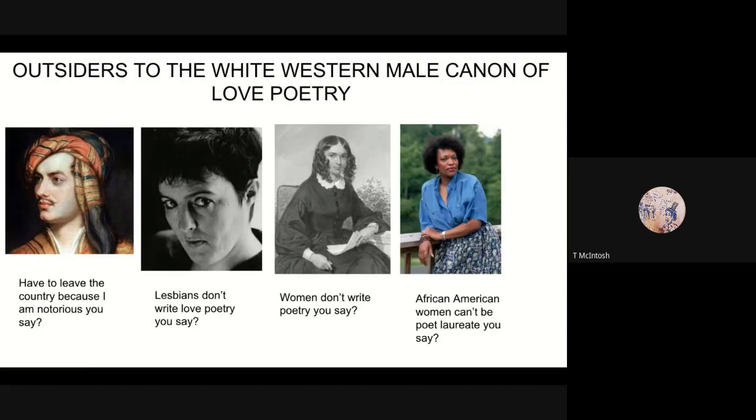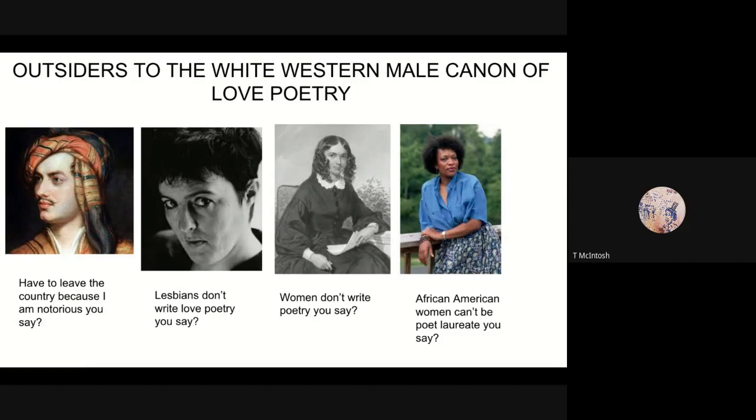Now, I've said outsiders to the white Western male canon of love poetry, but Byron is most definitely not an outsider. Byron is Mr. Canon, right? He's the reason why he's on your syllabus, the reason why you have five different romantic poets, because the Secretary of State for Education decided that romantic poets were like Brussels sprouts for Britain's young people and that you all needed a healthy dose of them so that you could fill up on the white Western male canon of love poetry. However, he's also an outsider in some ways.